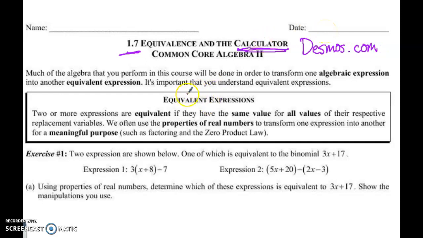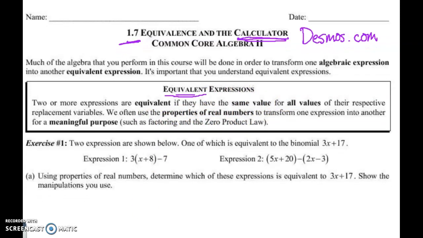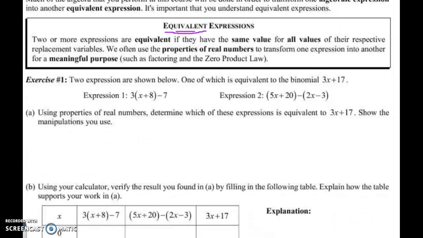So if you notice, we have equivalent, which I actually brought this idea to your attention in 1.6, because two expressions are equivalent if they're both equal everywhere. So as long as those two values are equal everywhere, then we say that they're equivalent. And it's very useful to do this.